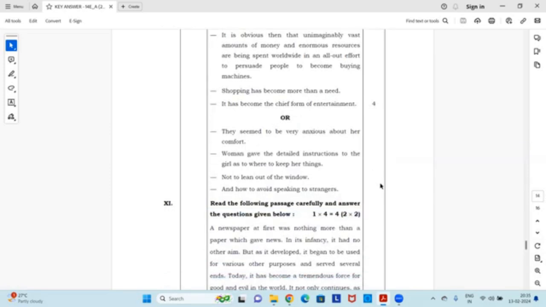Okay, the next optional question's answer: they seem to be very anxious about her comfort. The woman gave detailed instructions to the girl as to where to keep her things, not to lean out of the window, and how to avoid speaking to strangers. So these were the instructions given by the woman to the girl.